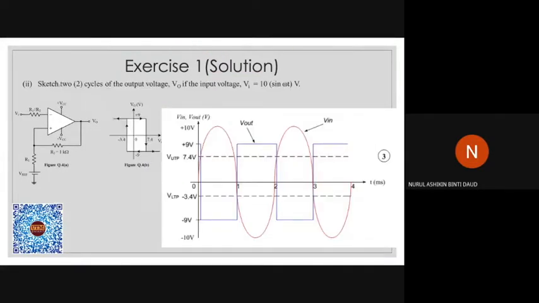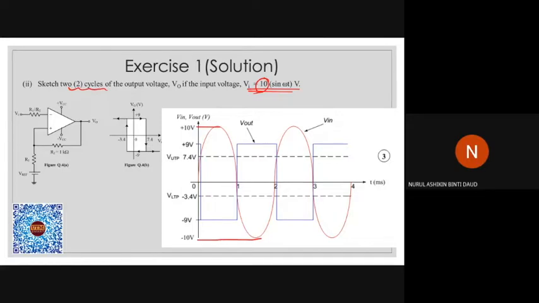Next, let's sketch 2 cycles of the output voltage VO if the input voltage given to you is 10 sine omega t. Since it is sine, the shape is going to be a sinusoidal graph. There will be no other shape. So the amplitude is 10. You can see here this is the maximum amplitude and this is the minimum amplitude, the minimum point and upper point, based on this amplitude.